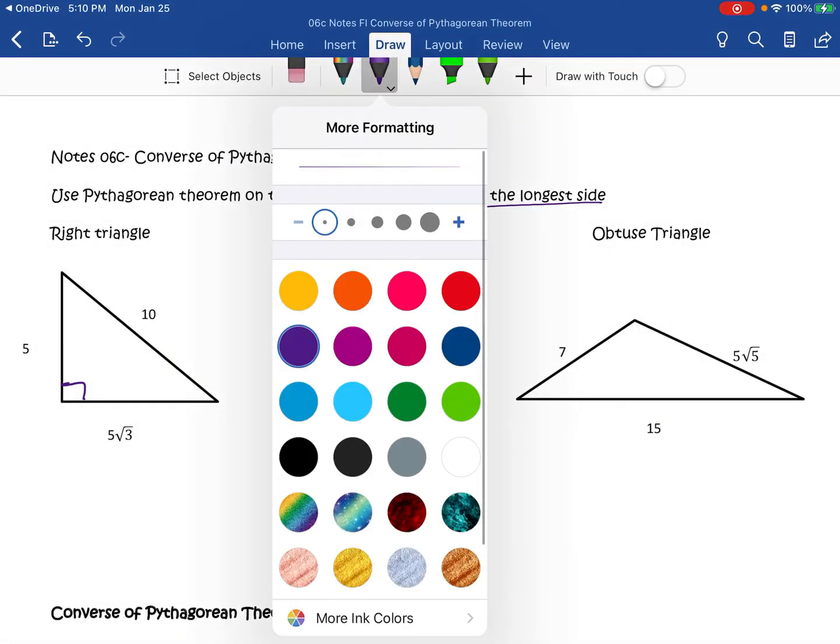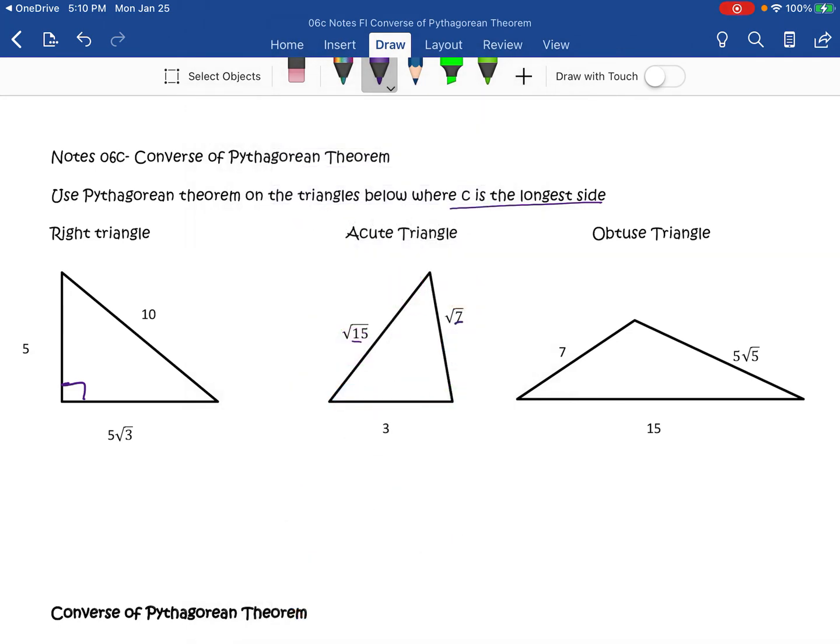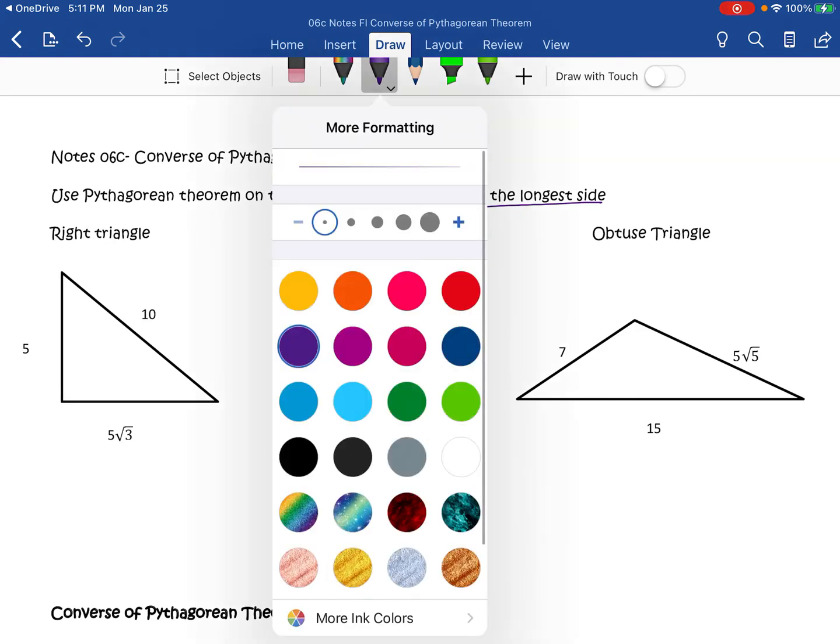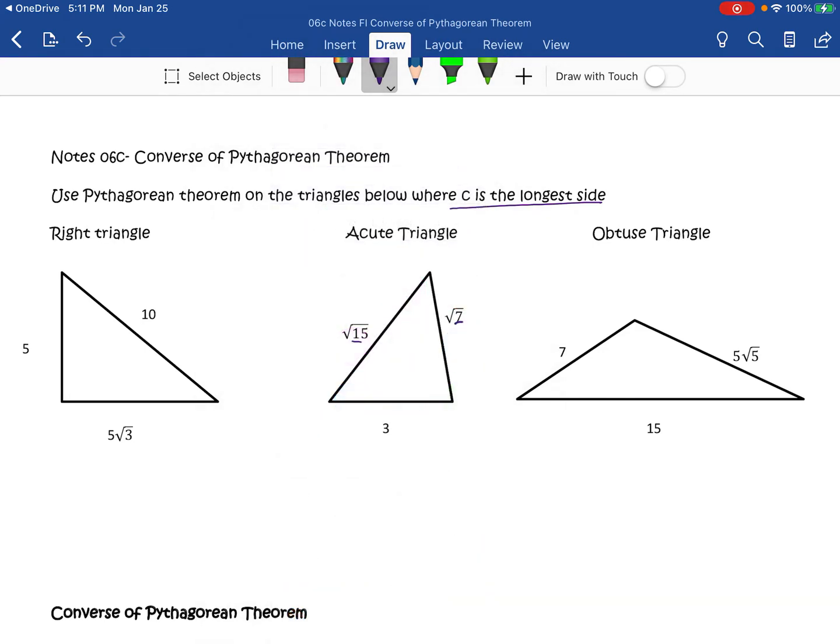Okay, so we're going to talk about the converse of the Pythagorean theorem. The Pythagorean theorem says if a triangle is right, then if you square the legs and add them together, that's going to be equal to the square of the hypotenuse. So for these, we're just going to look at what happens with angles in your other triangles when you do the Pythagorean theorem on those.